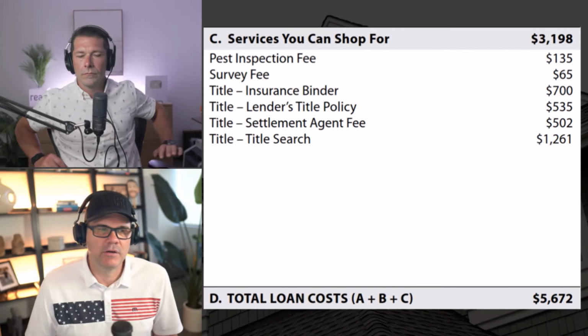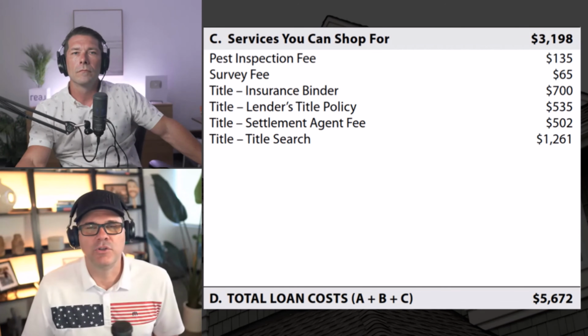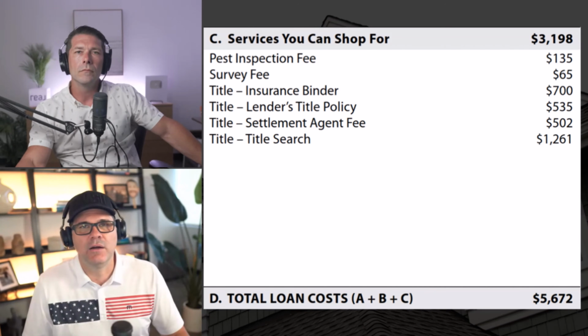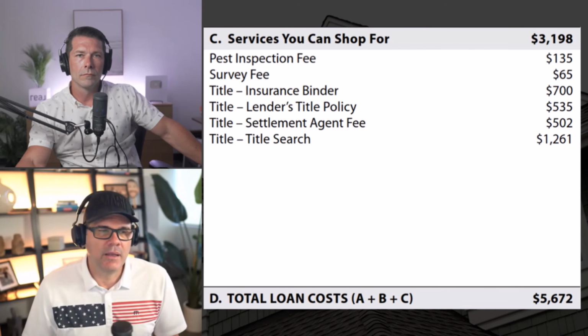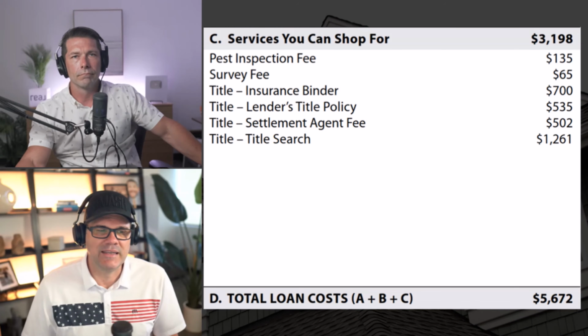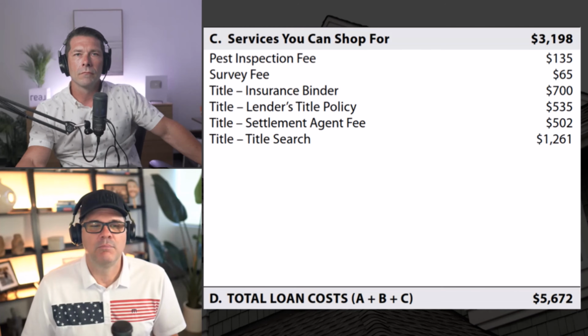You're going to notice here under services you can shop for, the lender's title policy. When you're getting a loan, you are required to get title insurance to protect the lender. We're going to see in here where the owner's title policy will show up, if you are paying it. But putting a bow on services you can shop for, right after that is box D, total loan costs. Box A plus box B plus box C. So in this example that we're showing you here, $5,672 for the total loan costs.